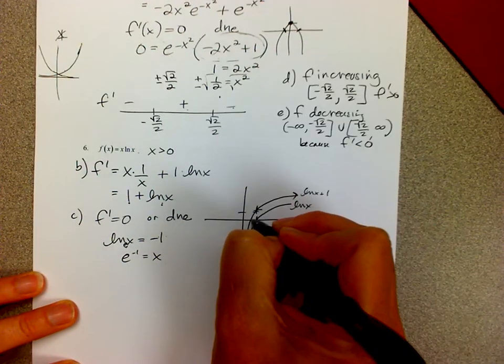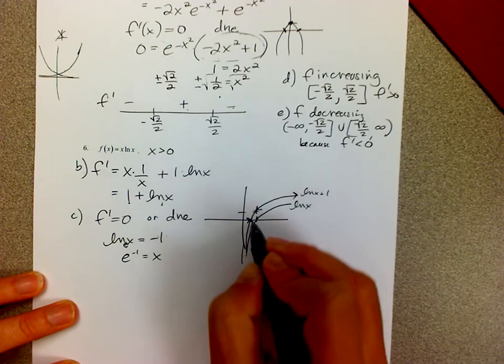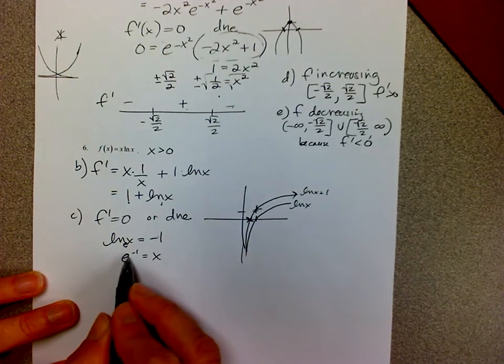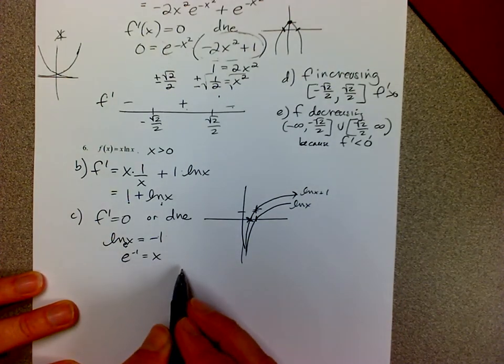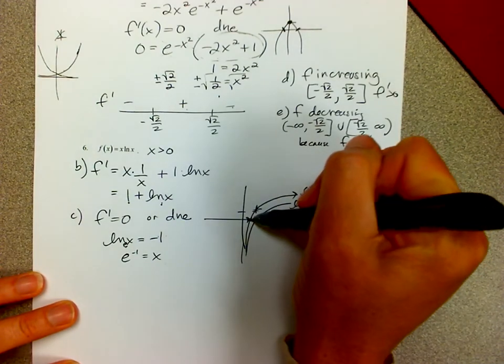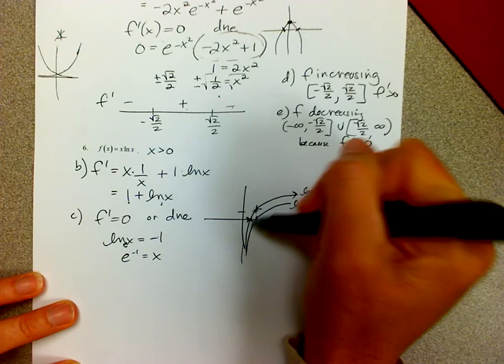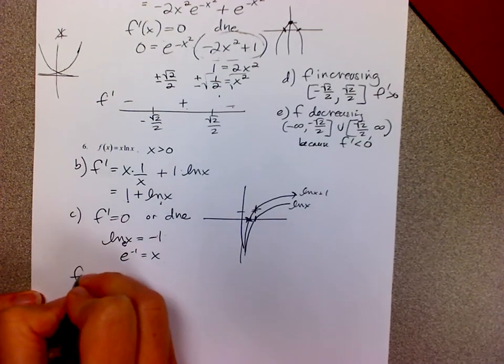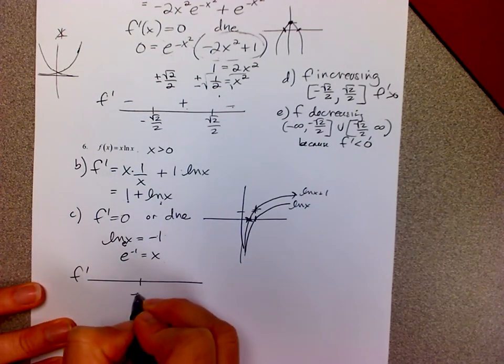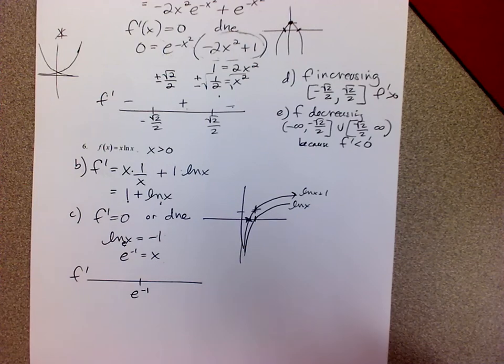Okay, so something is happening here. Well, here is e to the -1, which you recall is about 0.36. So this point is 0.36. And look what my function is doing. It is changing from negative to positive. So I'm going to graph my function here. My 0 is at e to the -1.